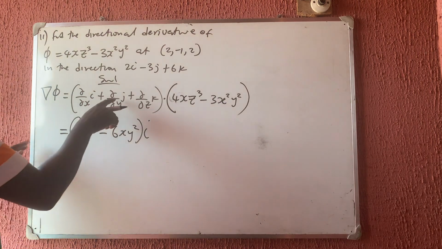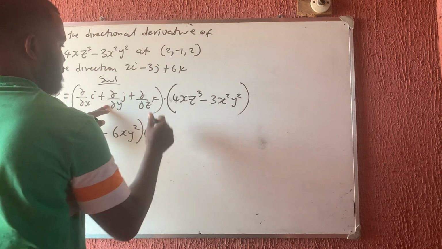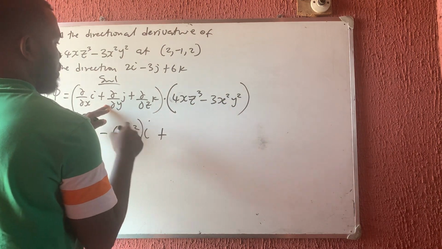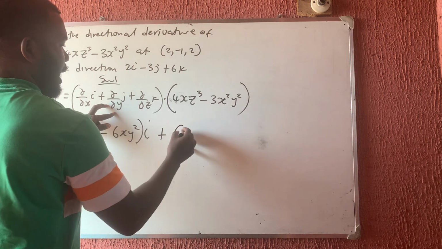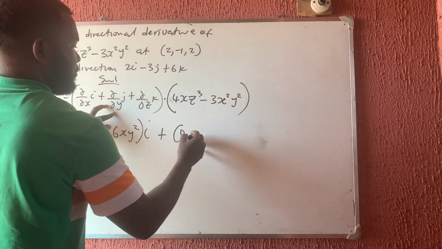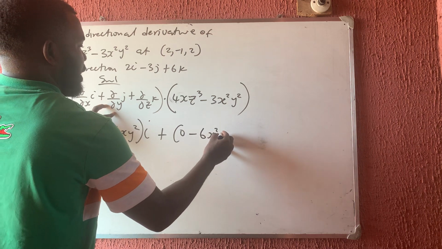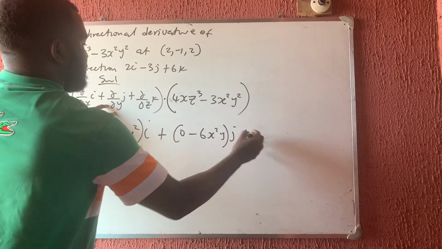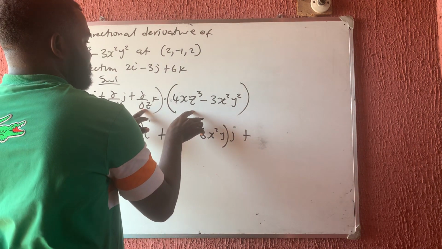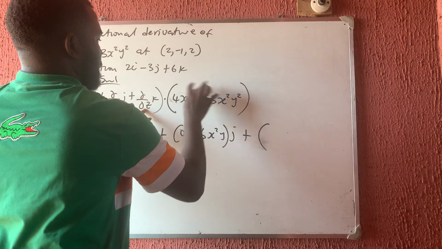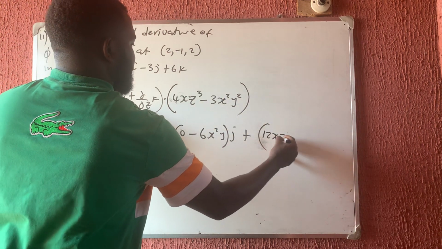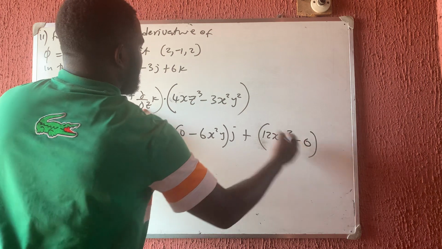Now meeting these people means differentiating with respect to y. So there is no y here, I have 0. There's y here, I have minus 6x squared y. Okay, I have my j plus, now this one with respect to z, I'm having here 3 times 4 is 12, 12xz squared minus 0, because there is no z there.